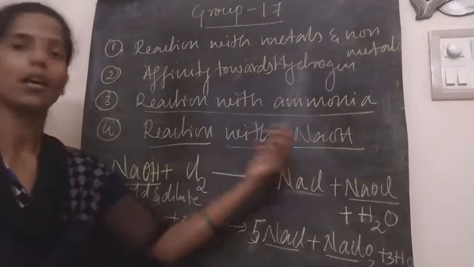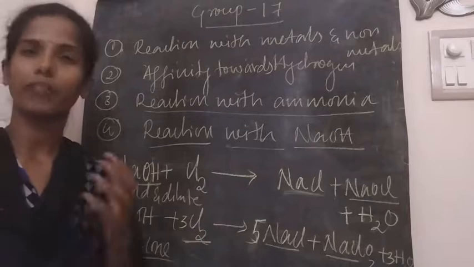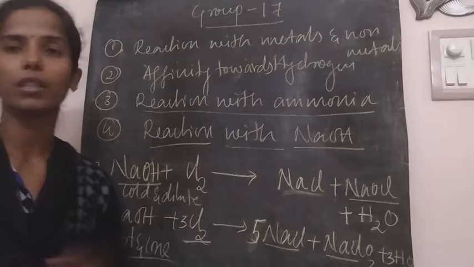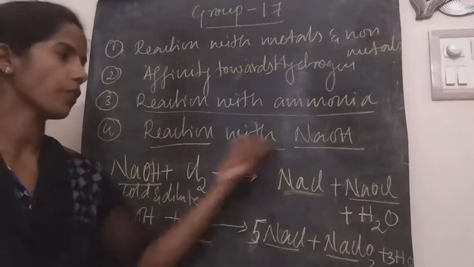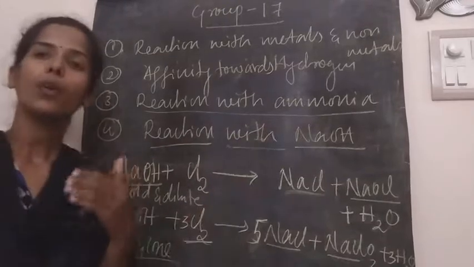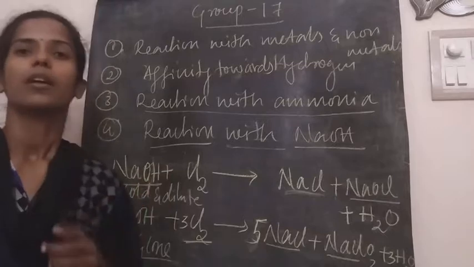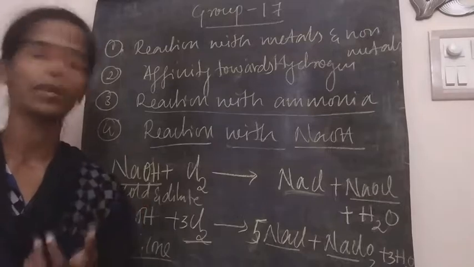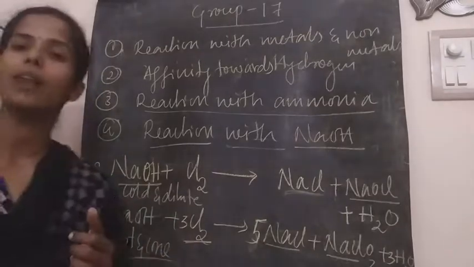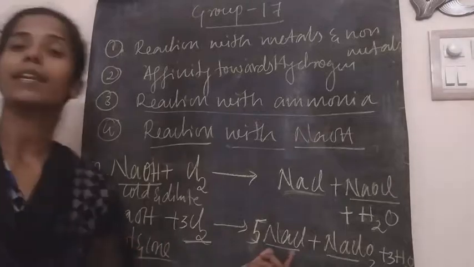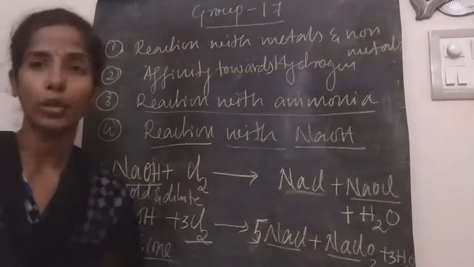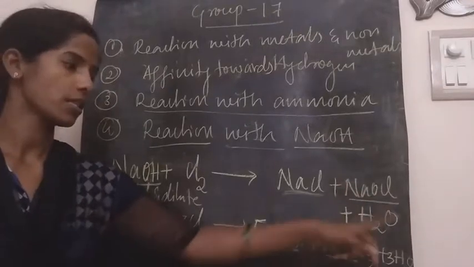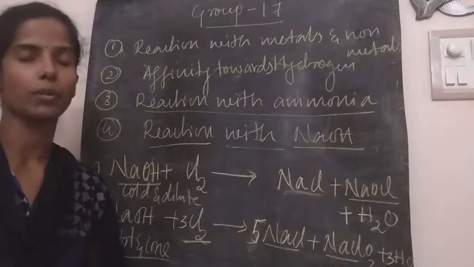And reaction with NaOH, very important. The reaction of chlorine with NaOH, if cold and dilute NaOH reacts with Cl2, we get sodium chloride and sodium hypochlorite. And the same chlorine reacts with hot and concentrated NaOH, we get sodium chloride and sodium chlorate. Here sodium hypochlorite, that composition is NaOCl, here NaClO3, sodium chlorate.